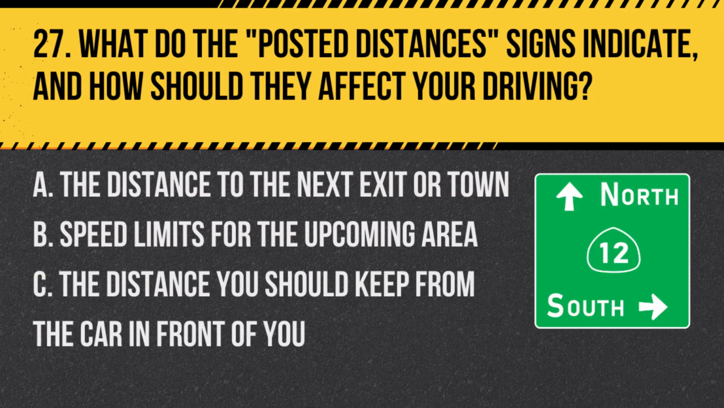Question 27. What do the posted distances signs indicate, and how should they affect your driving? A. The distance to the next exit or town. B. Speed limits for the upcoming area. C. The distance you should keep from the car in front of you. Answer: A. The distance to the next exit or town. Posted distances signs indicate the distance to the next exit or town, helping drivers plan their journey.